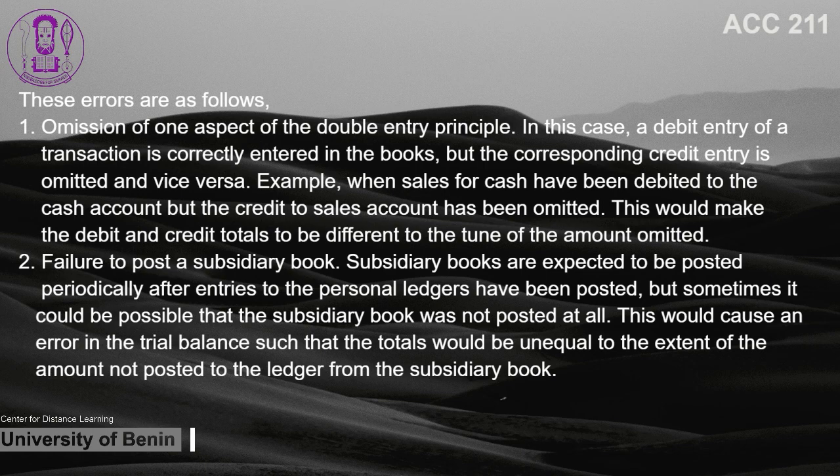2. Failure to post a subsidiary book. Subsidiary books are expected to be posted periodically after entries to the personal ledgers have been posted, but sometimes it could be possible that the subsidiary book was not posted at all. This would cause an error in the trial balance such that the totals would be unequal to the extent of the amount not posted to the ledger from the subsidiary book.